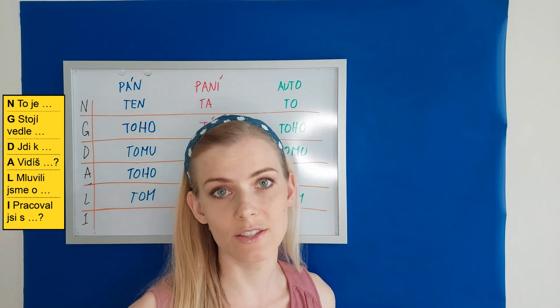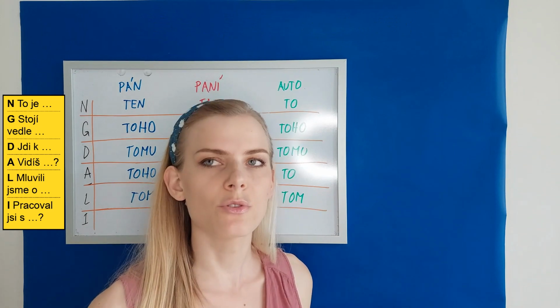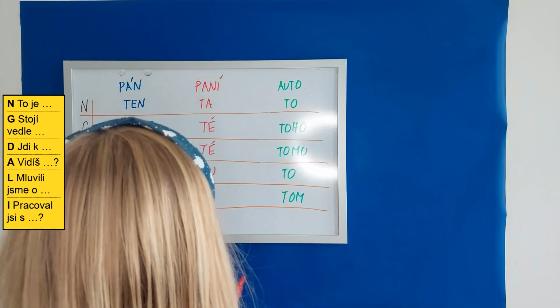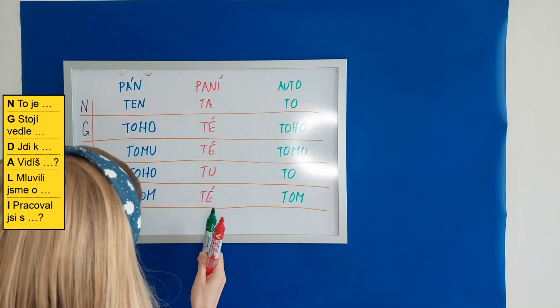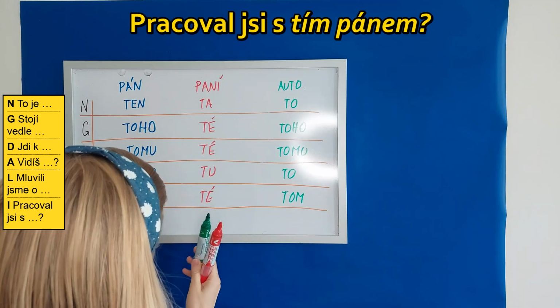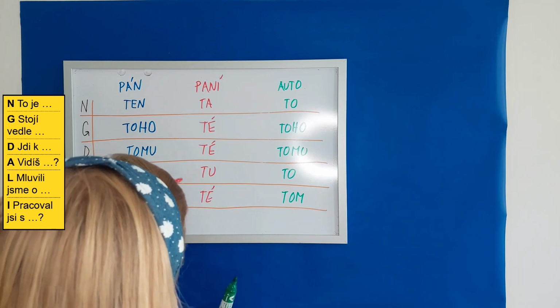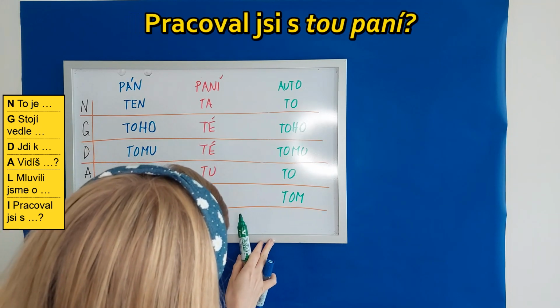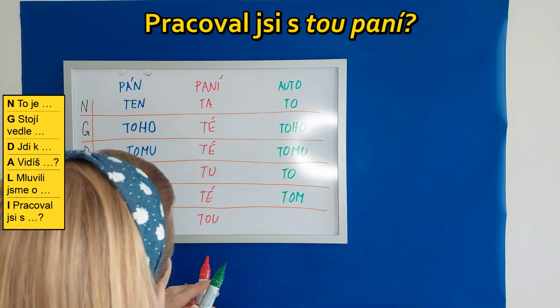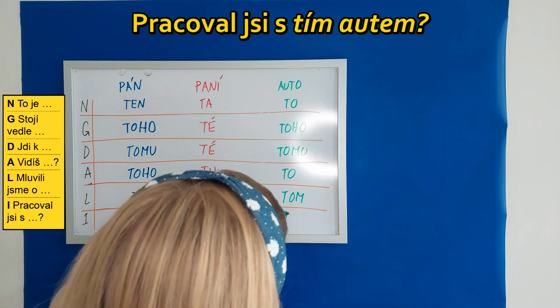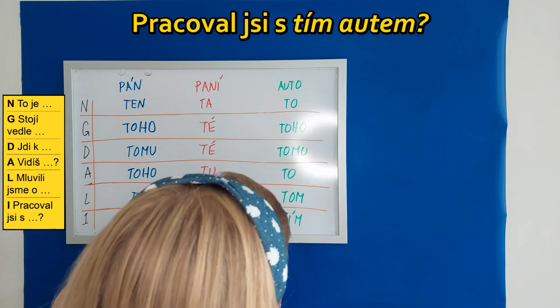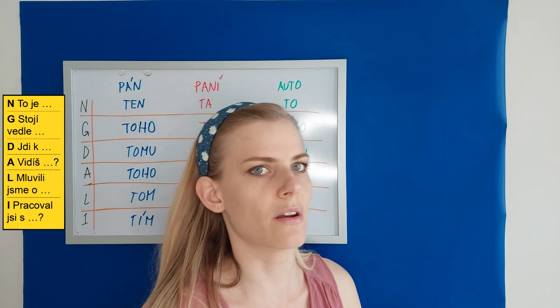And the last one is the instrumental case. Pracoval jsi s, have you worked with, pracoval jsi s tím pánem. Pracoval jsi s tou paní. Have you worked with that lady? Pracoval jsi s tím autem. Worked as in repaired it.